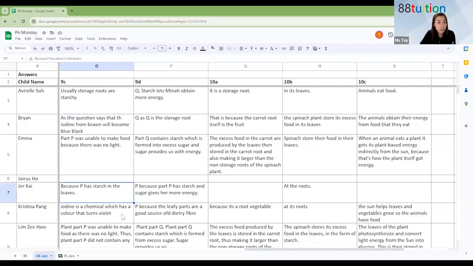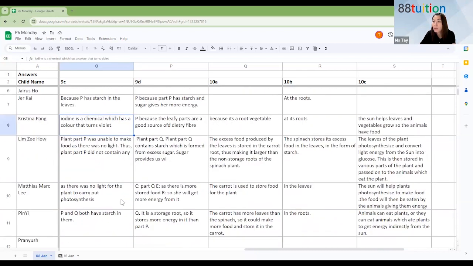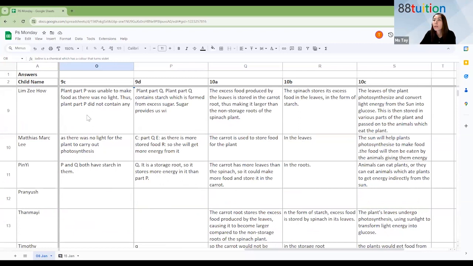Okay, Jakai has changed to Wednesday class, because she has something on Monday. See how you also talk about part P instead?